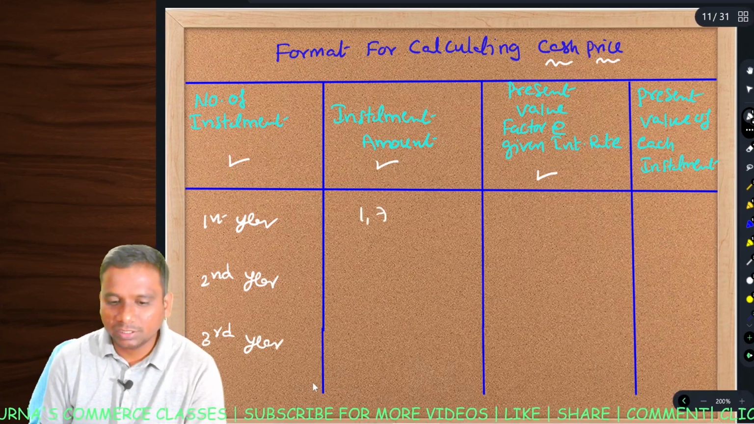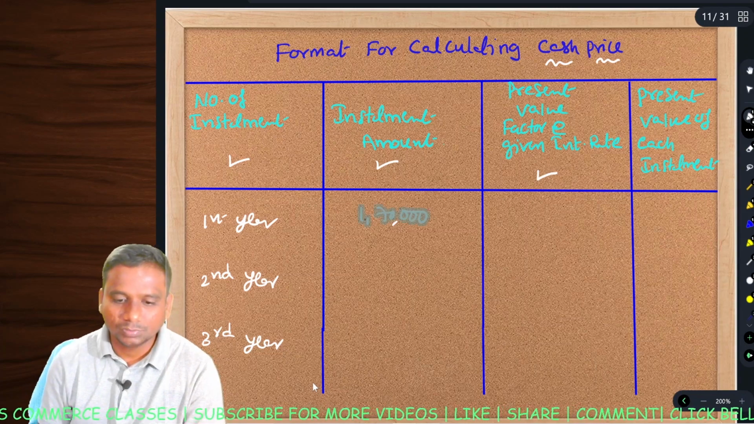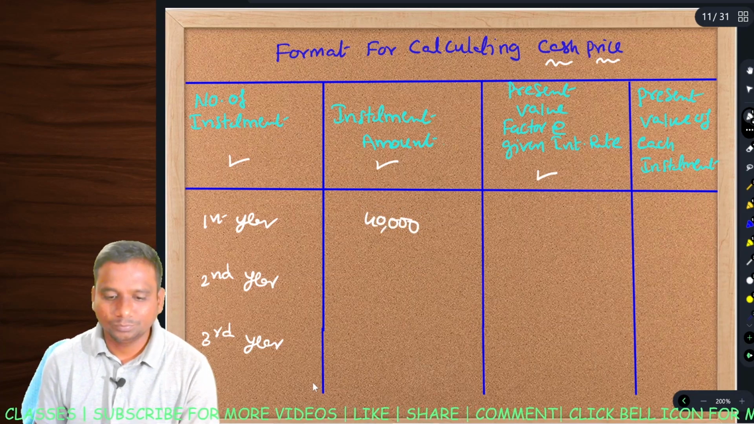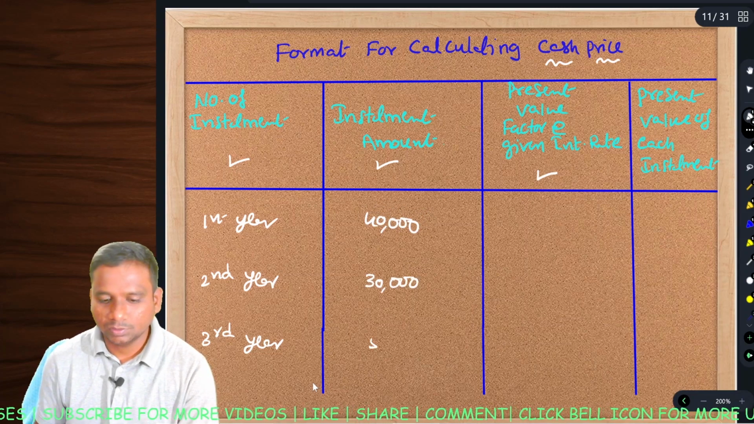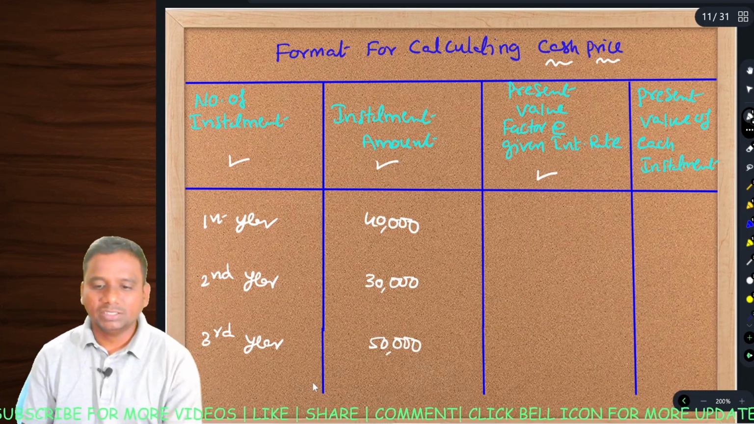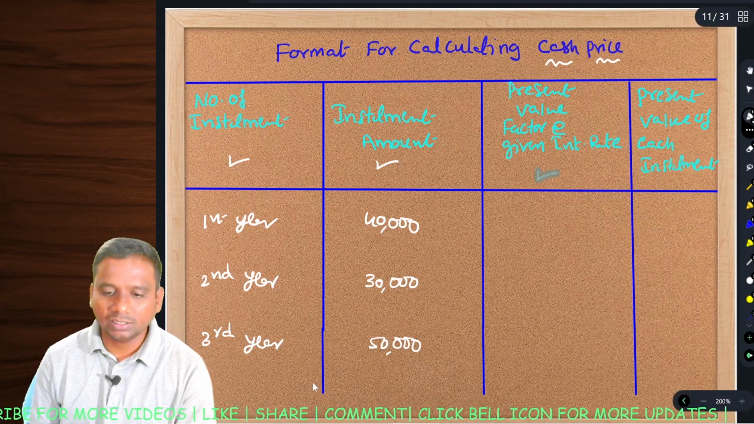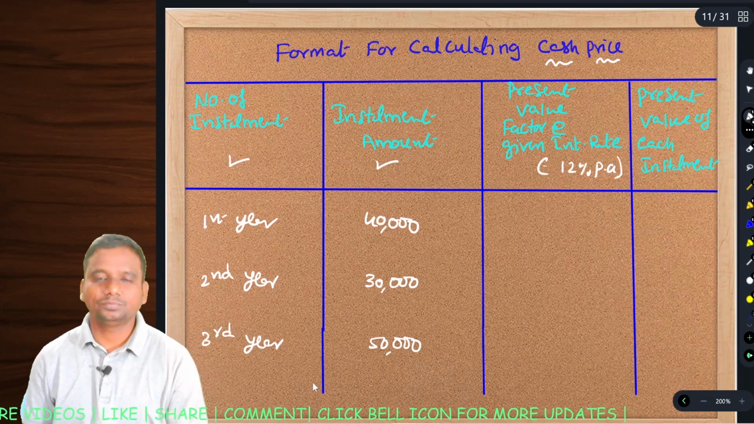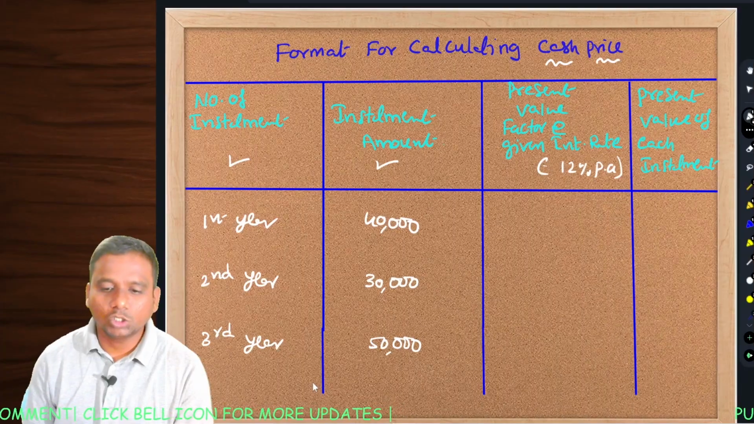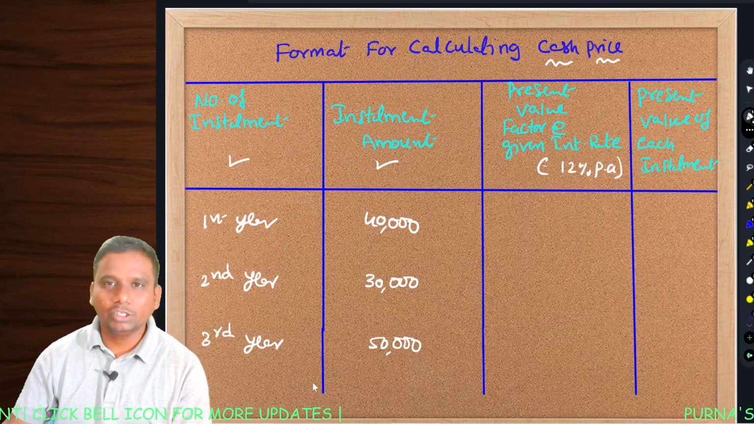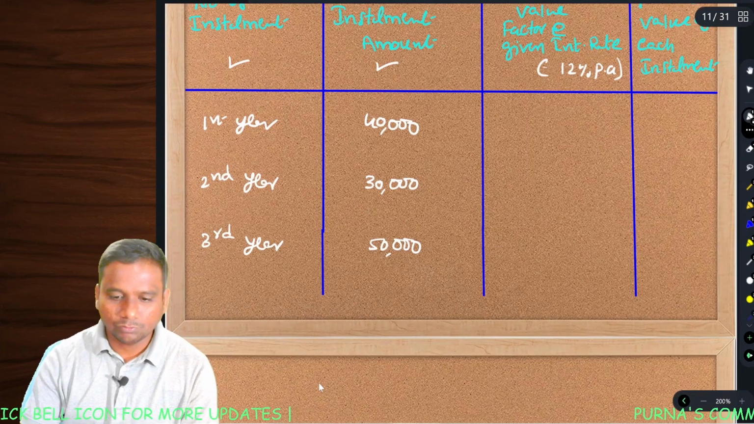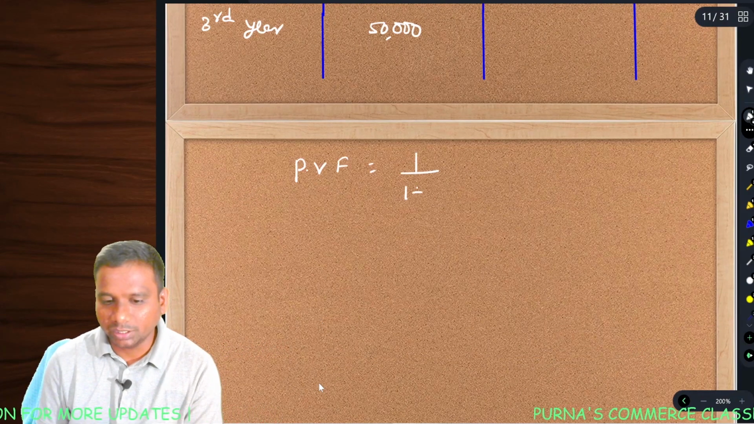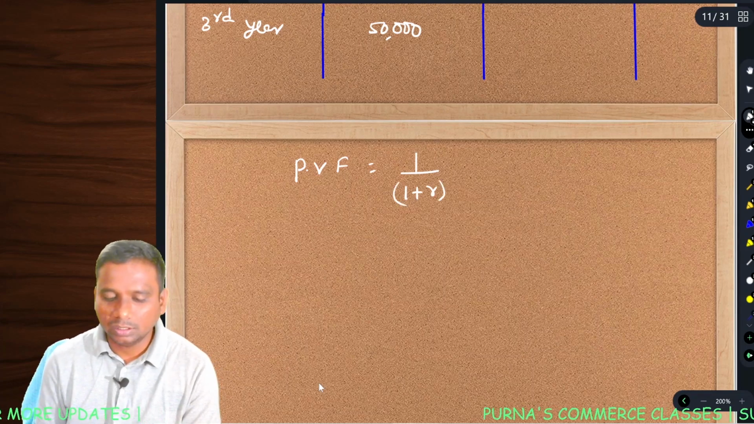Okay, what is the installment amount? 30,000, 40,000, 30,000 and 50,000. Present value factor at given interest rate. What is the interest rate here? 12% per annum. Now calculate, take your calculators. What is the formula here? Present value factor is equal to 1 by (1 plus r) whole power n.